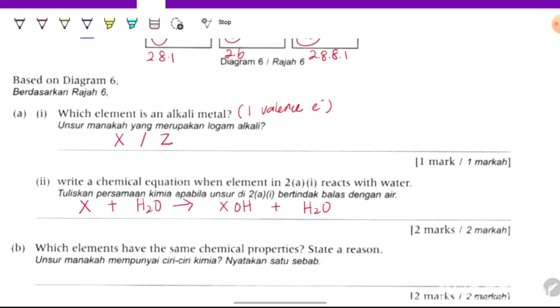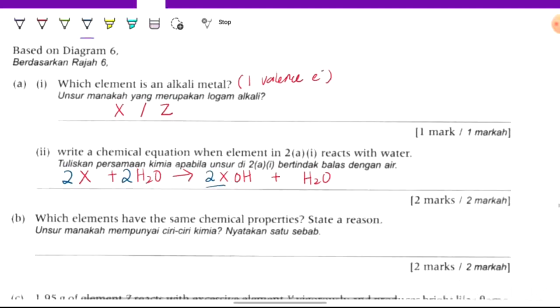Hydrogen is not balanced, so this one times 2. Hydrogen becomes 4 hydrogen at the product side, so we have to times 2 so that it is balanced. Oxygen is also balanced. Then X is still not balanced yet, so we have to times 2. You can replace the X with sodium, also accepted.